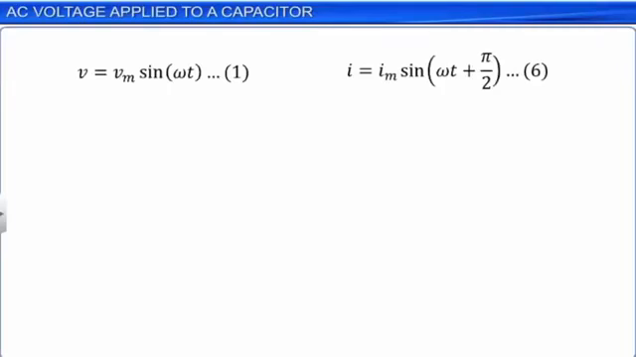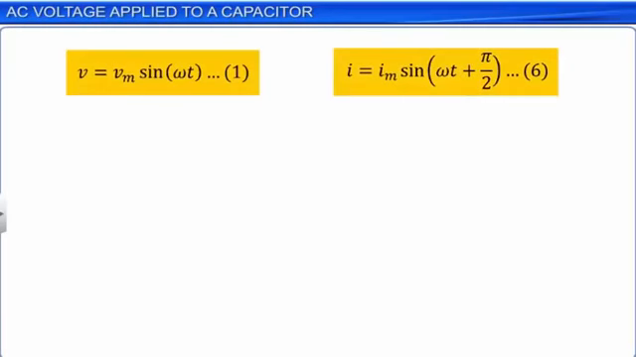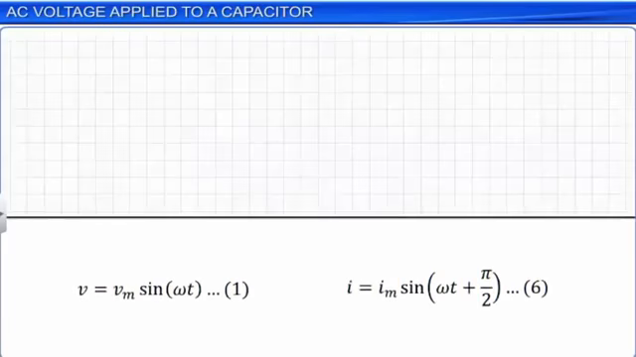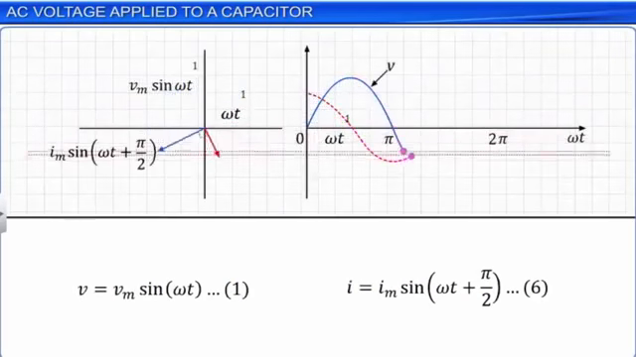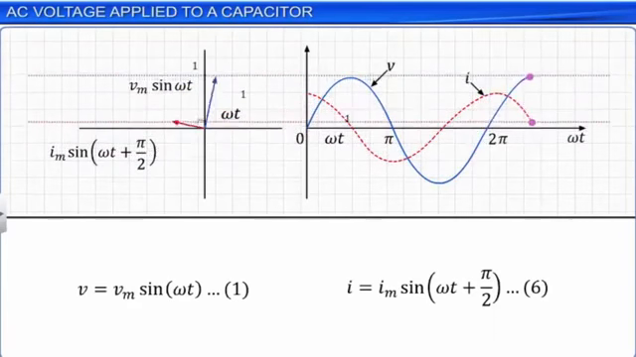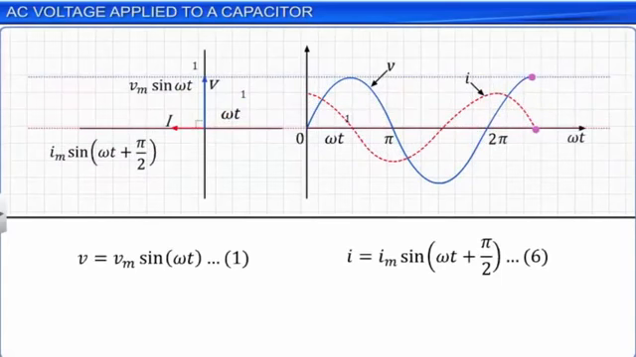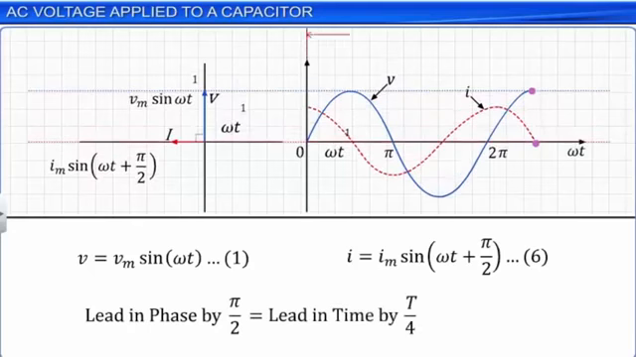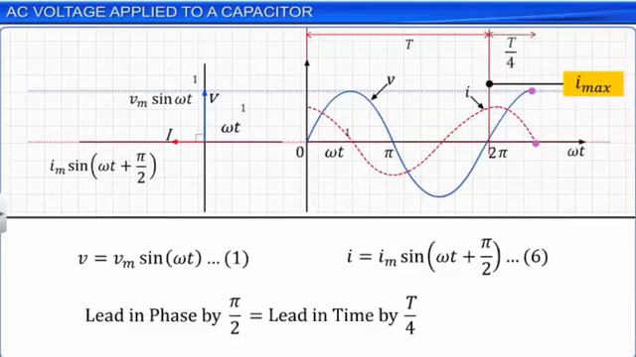On close inspection of equations 1 and 6, which are derived for the value of current in the circuit, we can see that the current leads voltage in phase by a factor of pi by 2. The phasor diagrams for analyzing the relationship of lead or lag between current and voltage are as shown. This lead in phase by pi by 2 units is equivalent to a lead in time by 1/4 of time period T. Another thing to note is that the maximum value of the current in the circuit is achieved at exactly 1/4 the time period of every cycle before the maximum value of voltage is achieved.